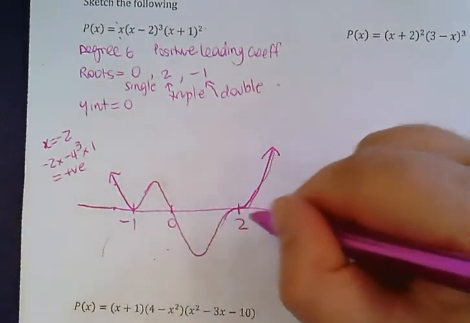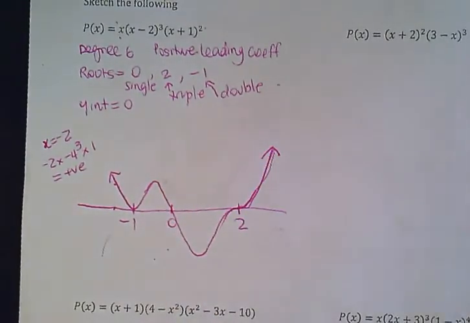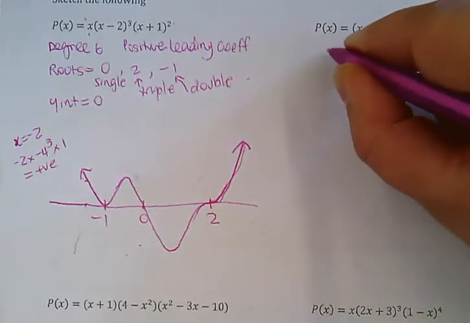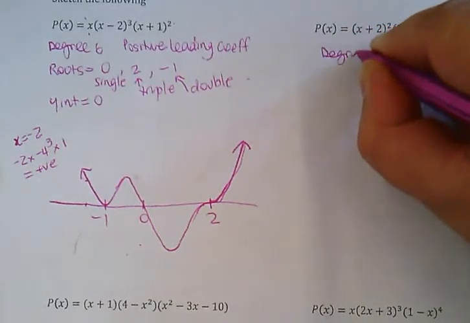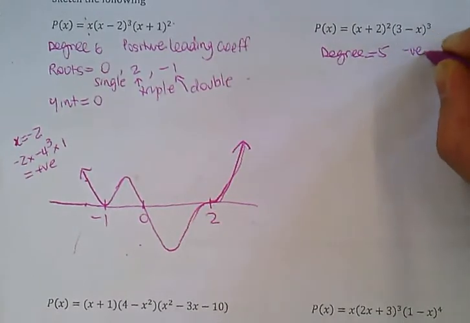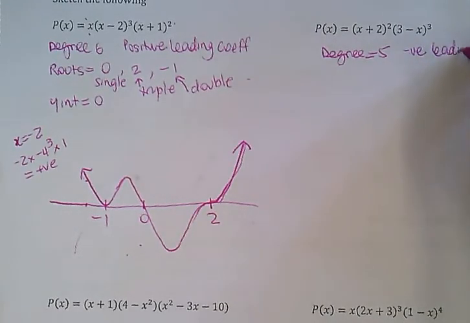Double root, single root, triple root. All good? What have we got here? So degree, what's the degree of this one? 5. Positive or negative? Negative leading coefficient.